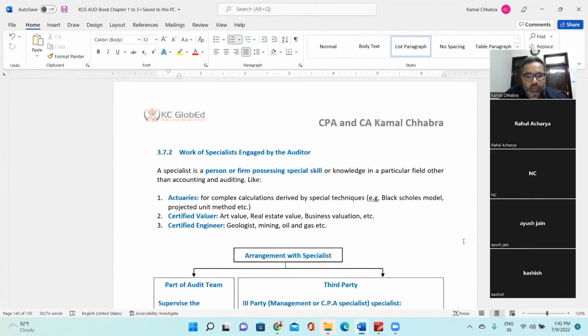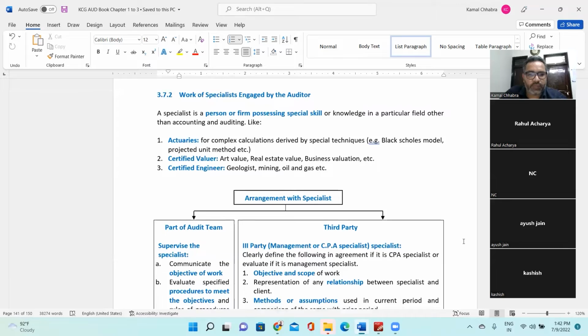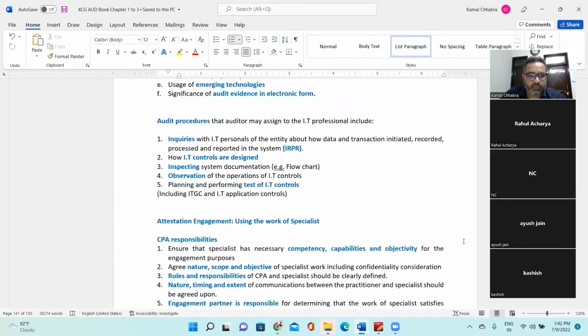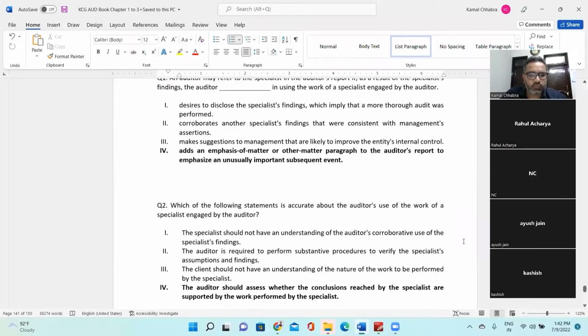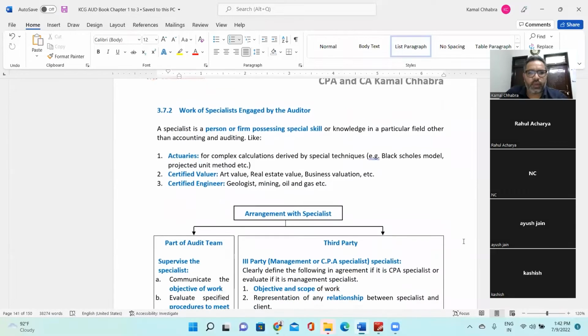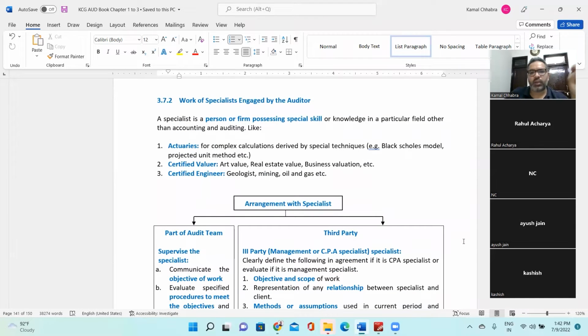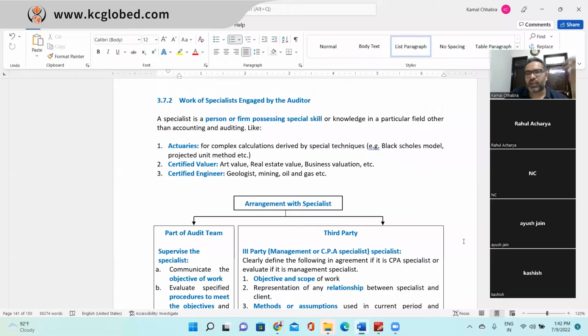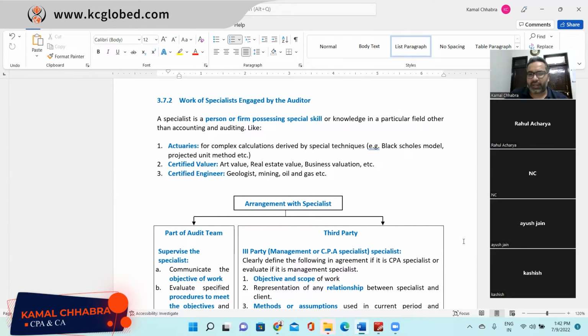Okay, so next is work of specialist engaged by auditor. Specialists like actuarial, certified valuer, certified engineer, tax specialist, IT specialist, those all are called specialists. A specialist is a person or a firm possessing special skill or knowledge in a particular field other than accounting and audit. Accounting and audit, we feel like we are the expert, right? And actually, we are the expert. That's the reason we are doing CPA.